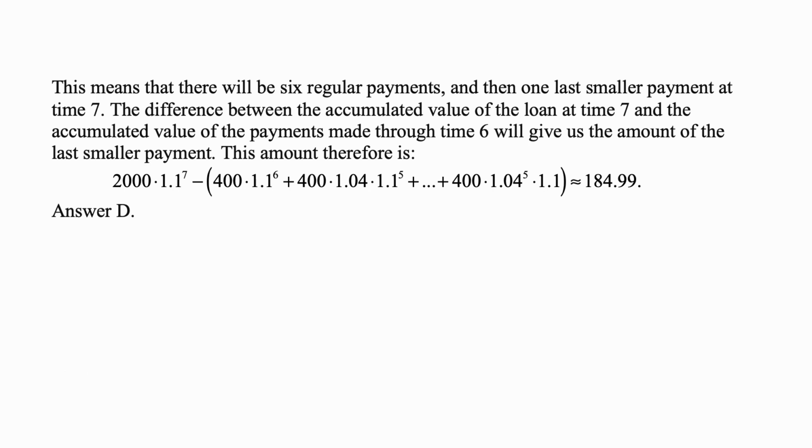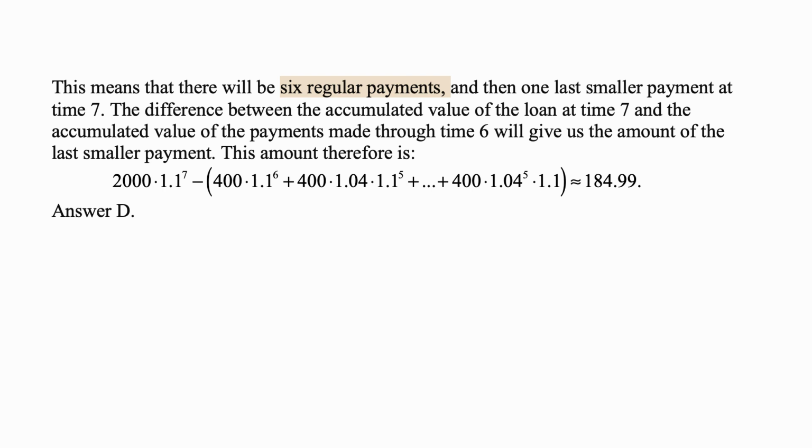Well, this means that there will be 6 regular payments. That's the 6 from the solution, and then one last smaller payment at time 7. The difference between the accumulated value of the loan at time 7 and the accumulated value of the payments made through time 6 will give us the amount of the last smaller payment. This amount, therefore, is 2,000 times 1.1 to the 7th minus 400 times 1.1 to the 6th plus 400 times 1.04 times 1.1 to the 5th, and so on. And the last one is 400 times 1.04 to the 5th times 1.1.